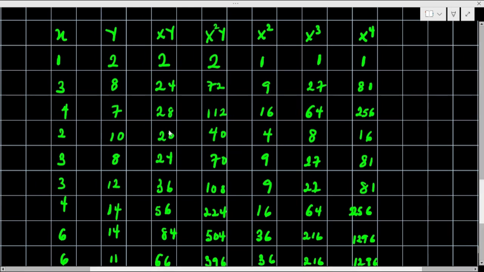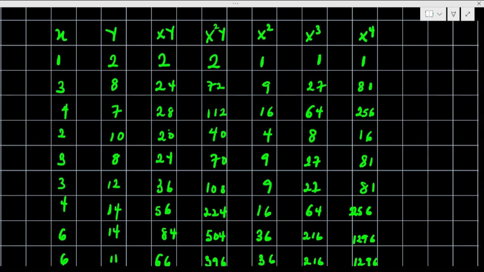Very good. So this is our table. You notice that on our given table, we have the value of x and the value of y. So we need the value of xy, the value of x squared y, the value of x squared, the value of x cubed, and the value of x raised to power 4. Now, having this, we have 1 and 2. When we multiply 1 and 2 together, that is 1 times 2, it will give us 2, right?